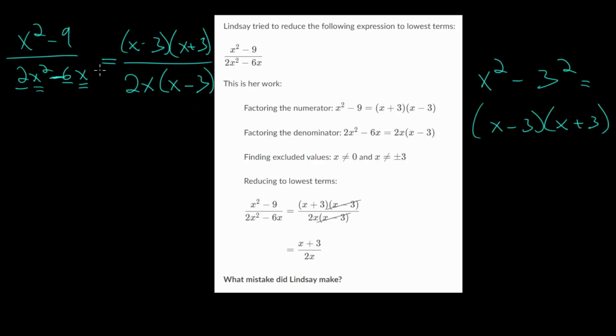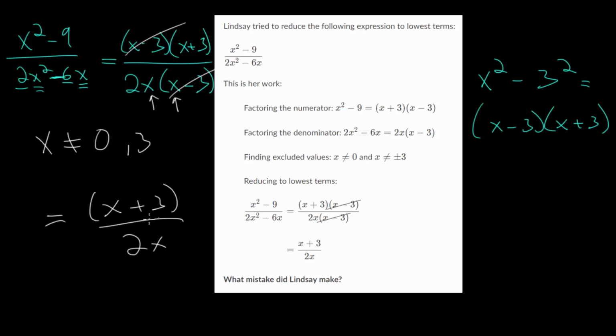And from here, we can determine which x values are not in the domain. If you plug in 0 here, you get 0 times negative 3, which is 0. So 0 doesn't work. And if you plug in 3, you would get 0 here times 6, which again is 0. So 0 and 3 are not included in our domain. And now we can simplify this by noticing that you have x minus 3 in the top and in the bottom. So we can cancel out that x minus 3. And so we're left with (x plus 3) over 2x.